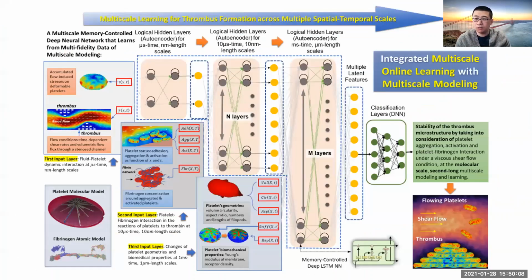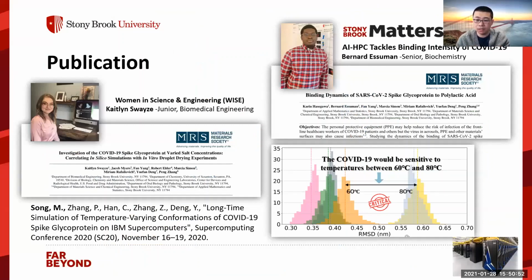So the previous slide shows the multi-scale modeling system, and this slide shows the way we do the analysis. This is a multi-scale learning framework. The reason we introduce it is that multi-scale modeling provides us multi-fidelity data at different spatial and temporal scales. We use different-scale learning systems to extract the features more efficiently and effectively. Eventually, our learning system makes predictions for the stability of the thrombosis microstructures. So these are our publications for this study.